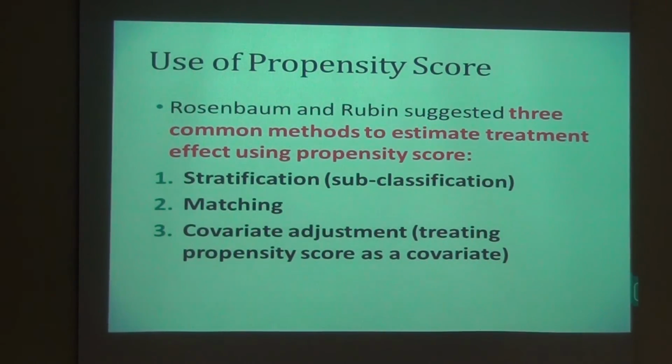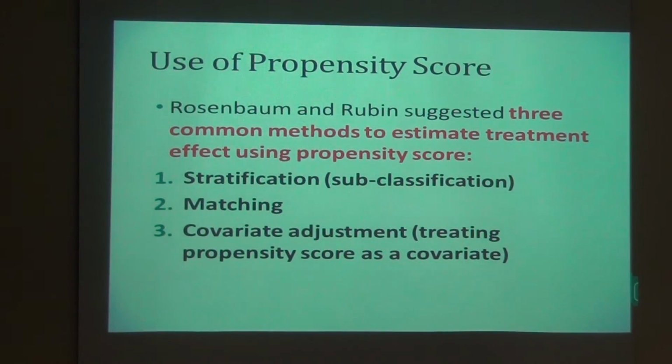So how do we use the propensity score once we get it? They suggest three common methods to estimate the treatment effect using the propensity score. One is stratification: you compute the propensity score from the pooled sample, then chop it into 4 or 5 groups. They say 4 or 5 groups is enough. Within each group the propensity score range is relatively close, and then they do a stratified analysis across the 4 or 5 groups.